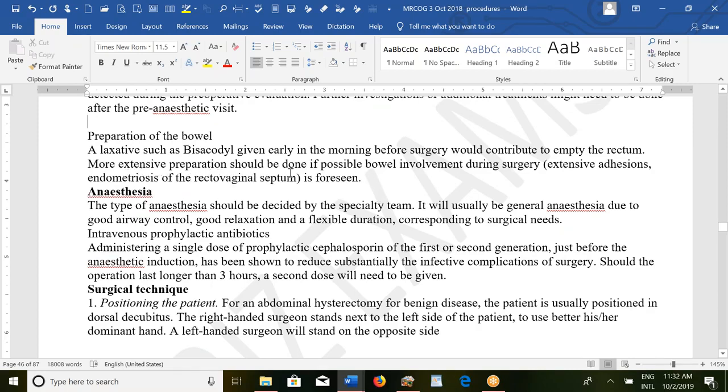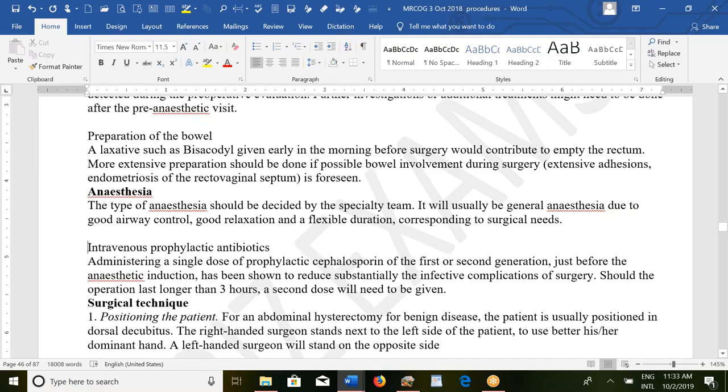More extensive preparation should be done if possible bowel involvement during surgery is anticipated. For instance, if there are extensive adhesions or endometriosis of the rectovaginal septum. The type of anesthesia should be decided by the specialty team, but you have to say that, okay? Anesthesia will be decided by the anesthetic team. It will usually be general anesthesia due to good airway control, good relaxation and a flexible duration corresponding to surgical needs.